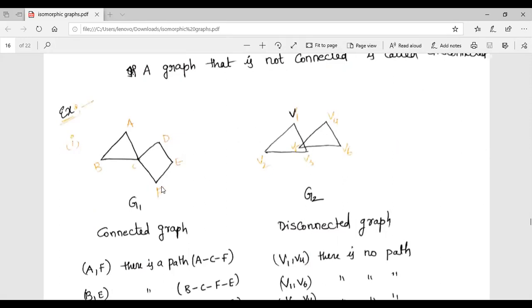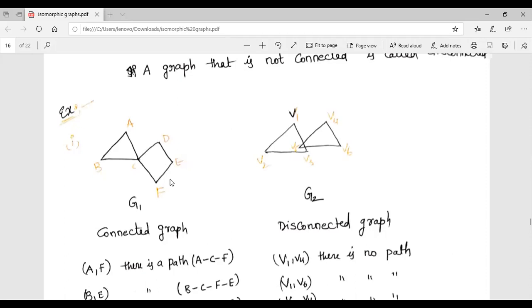Okay, there is a path between A and F. Now we consider B to E: B to C, C to D, D to E. Otherwise B to C, C to F, F to E. So there is a path between B and E. If I consider A to E: A to C, C to D, D to E. Okay. So like that, every pair of vertices has a path.